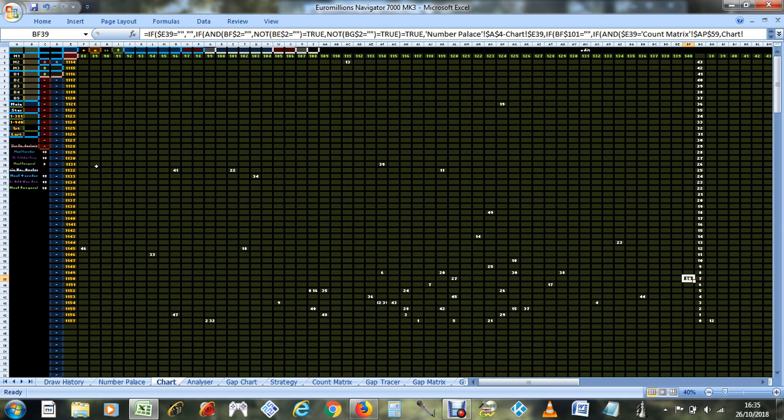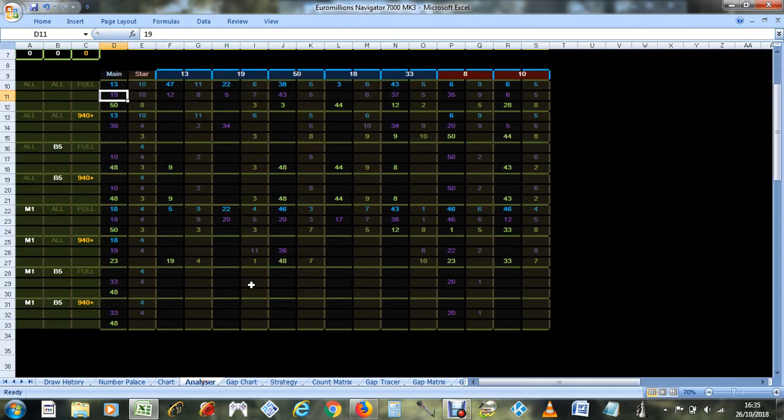Now, for any chart, that's what I'm looking at, that's what I'm analysing. So what I want to find is the numbers that stand out, and so on this section of the analyzer it tells me that main number 13 is blue, so that means it's most overdue. Number 19 shows up purple, that means it's most overdue for its frequency, and number 50 shows up green, that means it's most frequent.